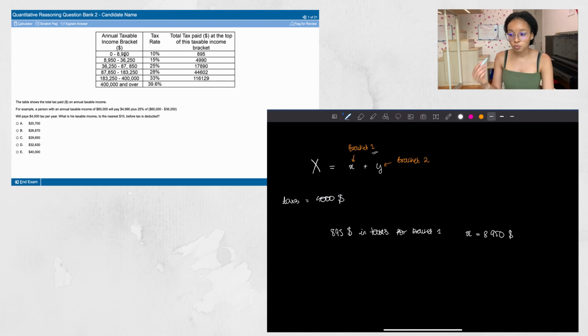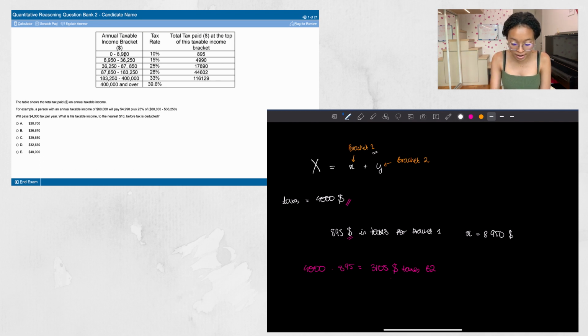So now to figure out the rest of what is his taxable income, we have to subtract the $4,000, which is the total taxes he paid, minus $895, which is the taxes he already paid in bracket 1, with what we explained before. So we do 4,000 minus 895, which gives us $3,105. Okay? So that's the taxes he pays in bracket 2. So that means that in bracket 2, he pays this amount of money.